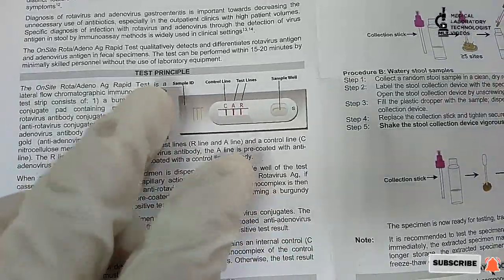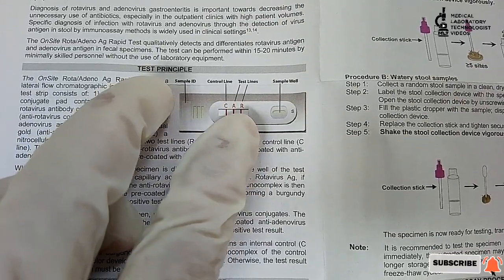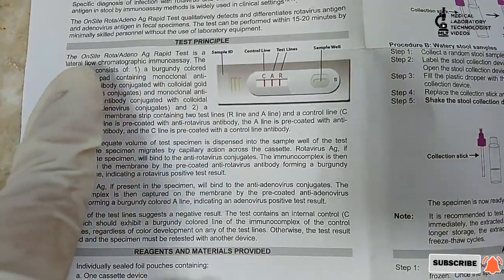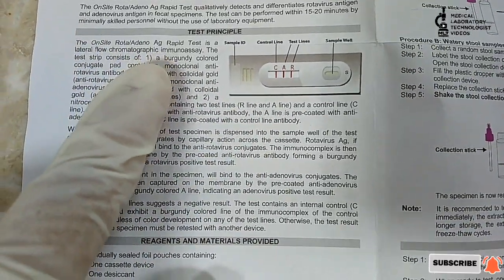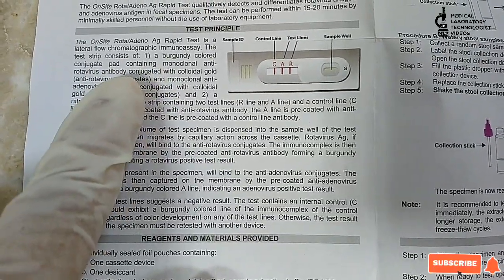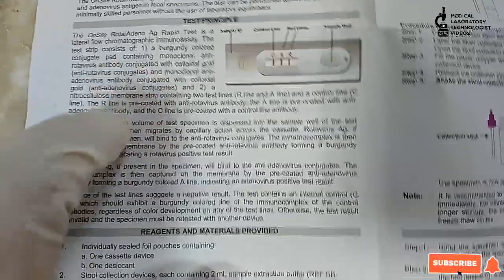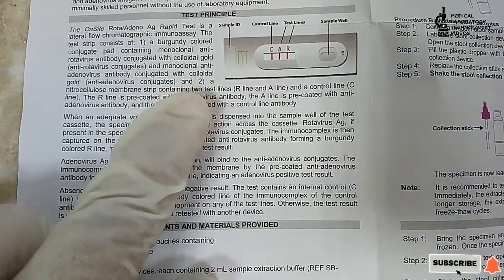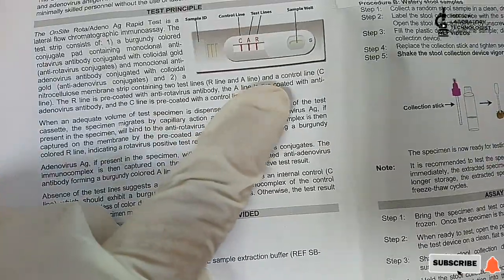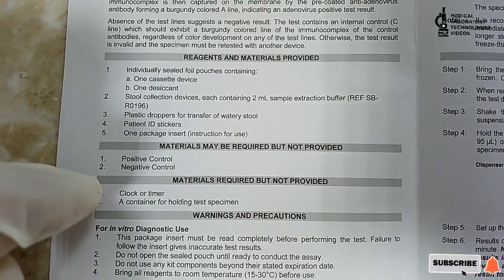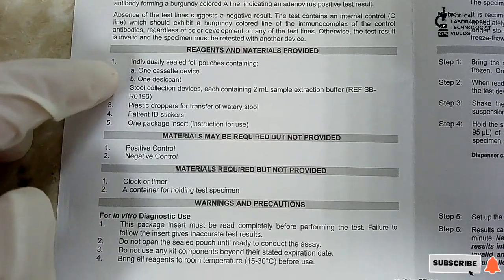The test principle is a lateral flow chromatographic technique. You can see it's written that the Rota-Adeno antigen rapid test is a lateral flow chromatographic immunoassay, and the strip consists of a burgundy colored conjugate pad containing monoclonal anti-rotavirus antibody conjugated with colloidal gold. In this kit, negative and positive controls are not available, and a timer is not available, so we have to estimate the time.